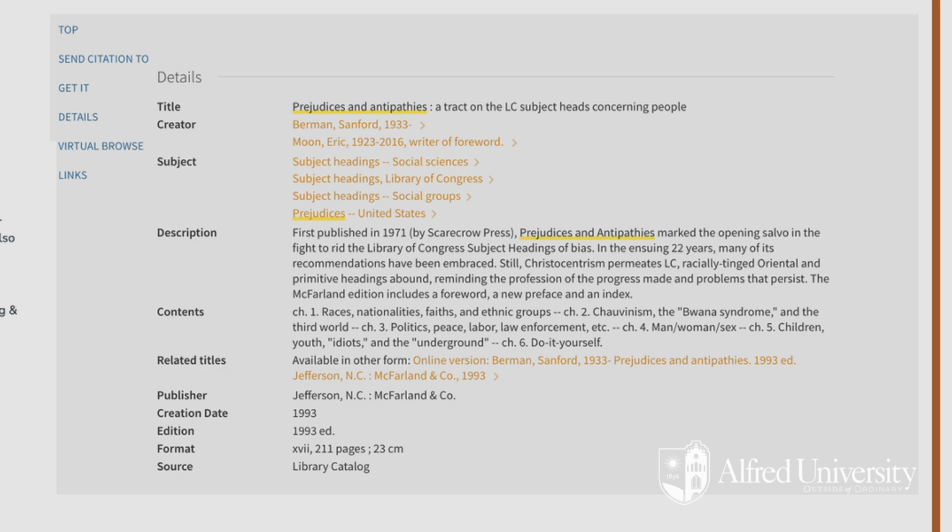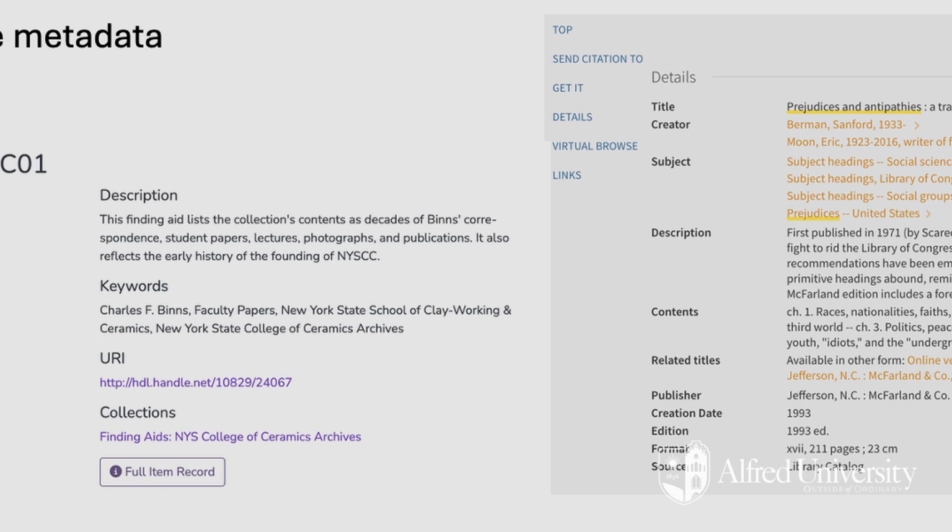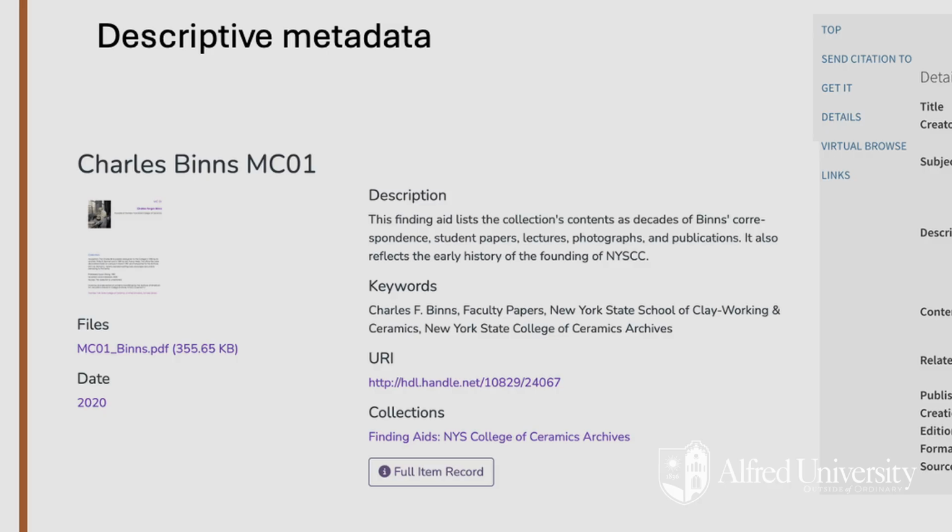in a database. And on the other hand, we have a descriptive metadata record for a finding aid, for the Charles Binns collection. That one is a bit of a metadata inception because it is a record for what I just called a finding aid, which is the way that archives share contextual information about collections to researchers and users.